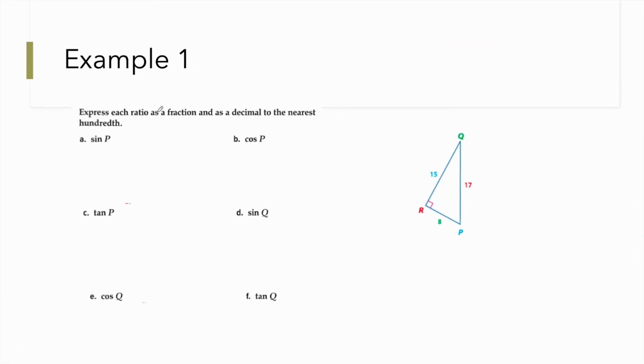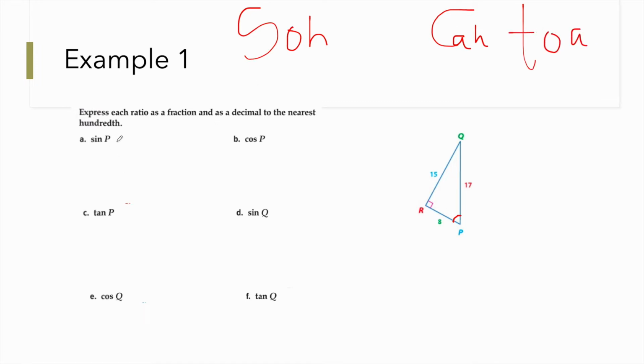Now let's look at this. Express the ratio as a fraction and as a decimal to the nearest hundredth. We will just express them as fractions. Now, they said sine P. So we stand at P and we know SOHCAHTOA. If you know this, you will go to your P and say O over H. Your tan is O over A, opposite over adjacent. Your cos is adjacent over hypotenuse.